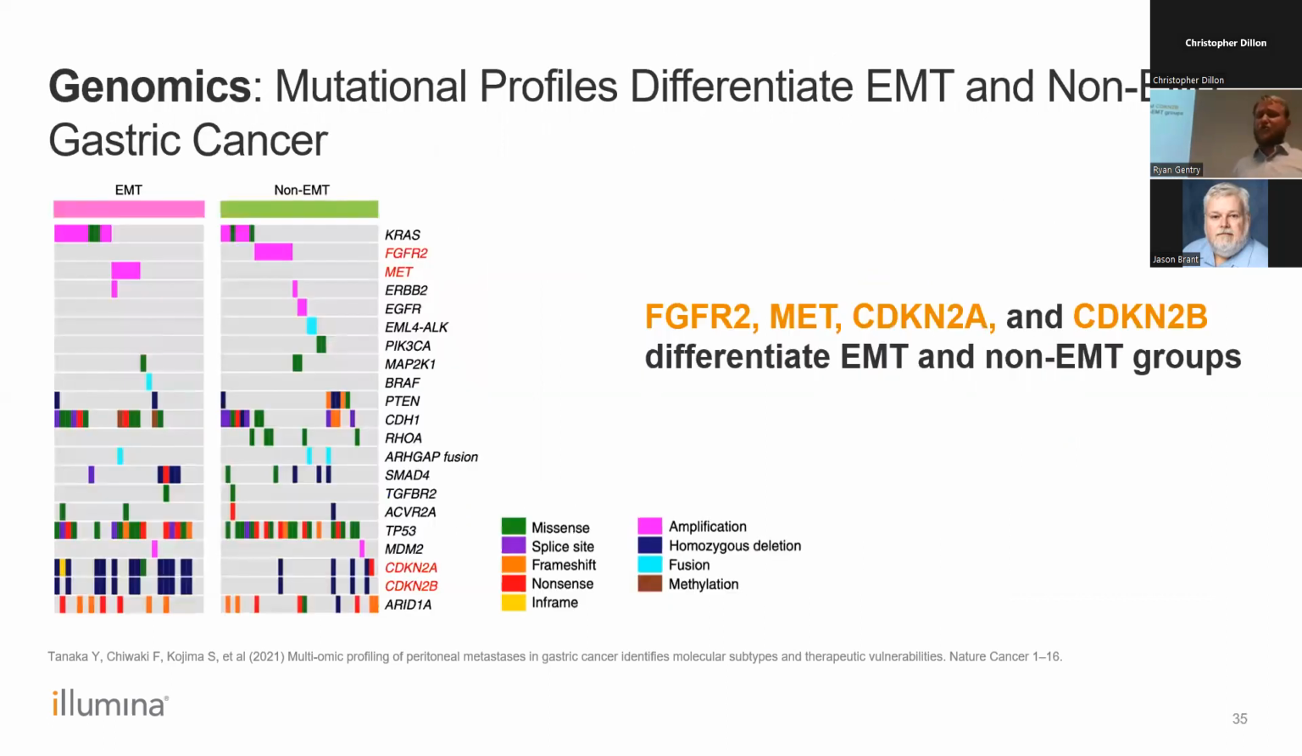So then they took those two groups and did DNA sequencing on them, and they looked for specific genes that differentiated the two groups and maybe had different pathways associated with the groups. Over here on the left-hand side, we can see in red FGFR2, MET, and then CDKN2A, CDKN2B, which were four different genes that differentiated the two groups.